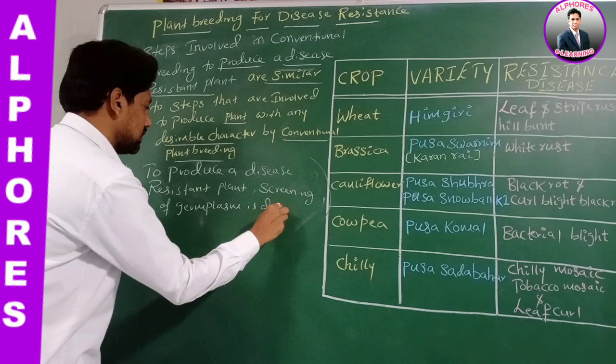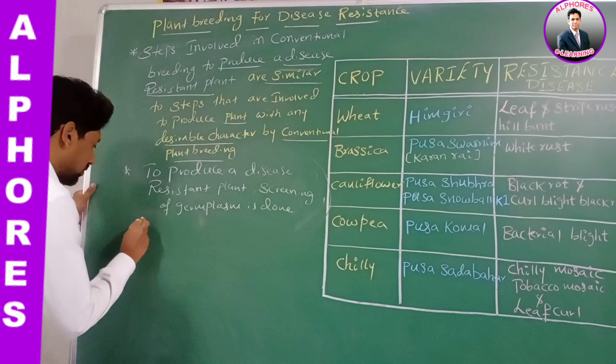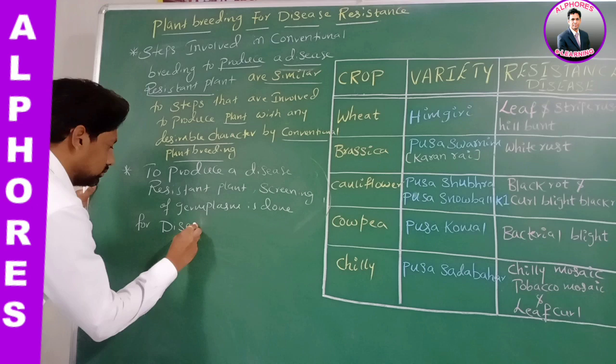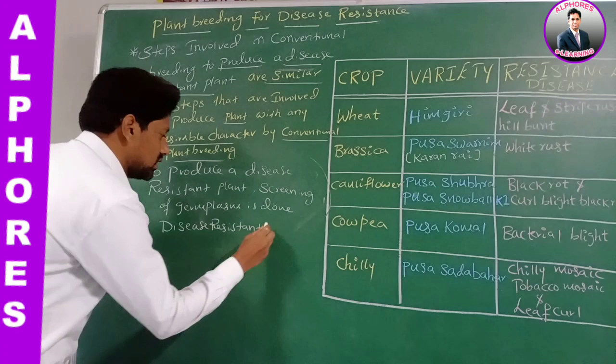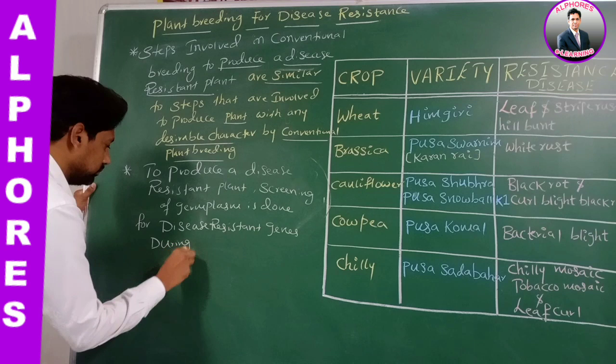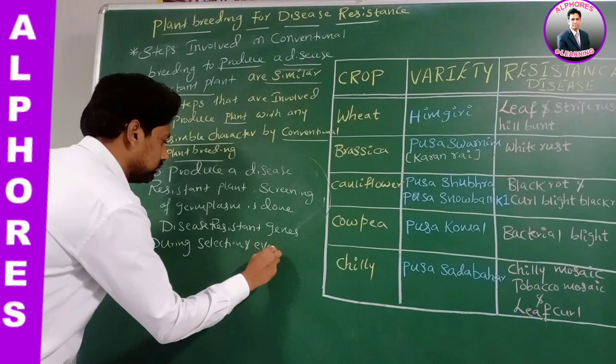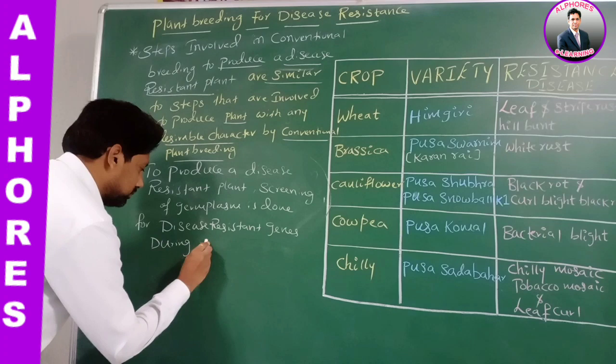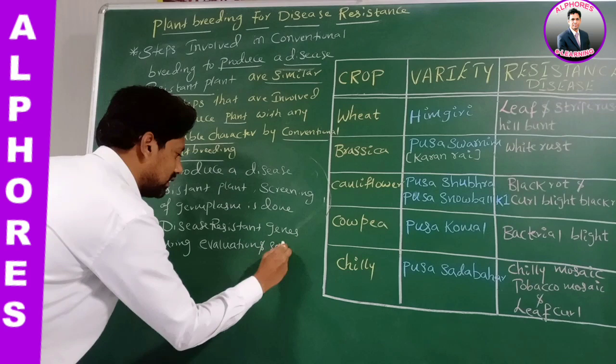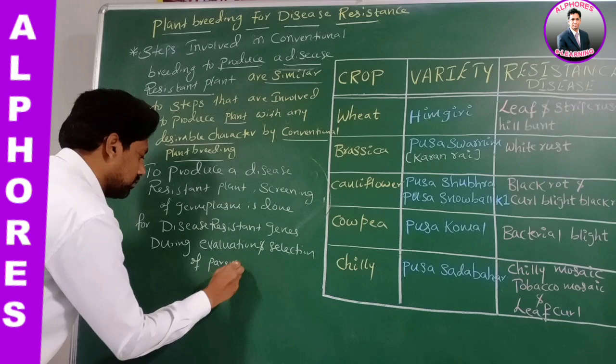Screening of germplasm is done for which genes? For disease resistant genes. When? During evaluation and selection of parent plants. Is this statement okay?